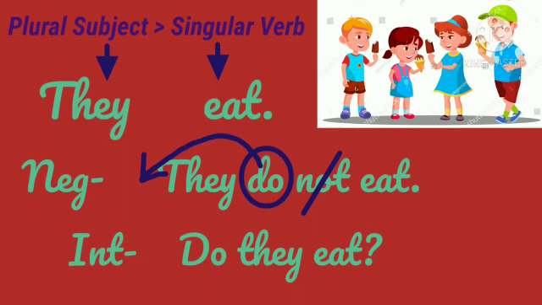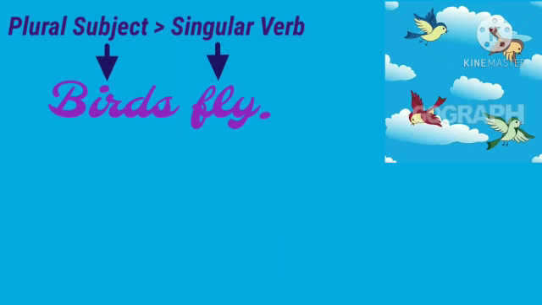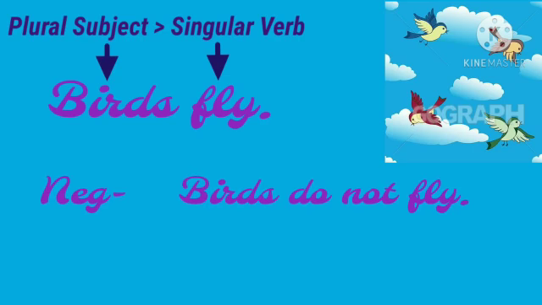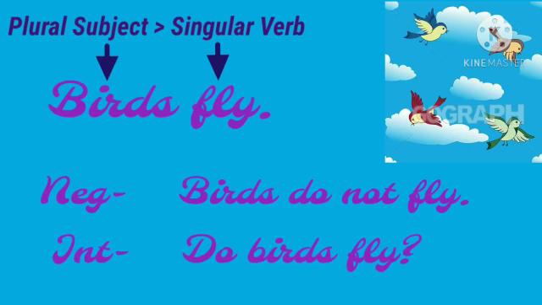Alright, now let's have one more example. Birds fly. So, students, tell me, is bird singular or plural? Bird is singular, but birds is plural. So, when s is added to bird, it is plural then. Here it is birds. So, the verb fly will be in its singular form. Then the negative form of this sentence will be: Birds do not fly. And the interrogative form will be: Do birds fly?